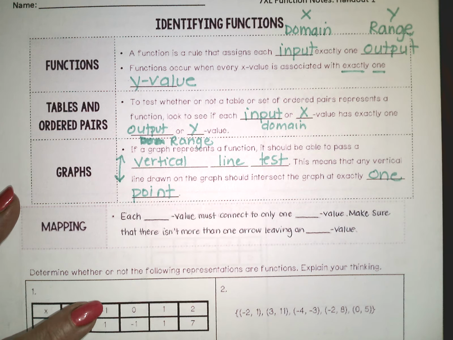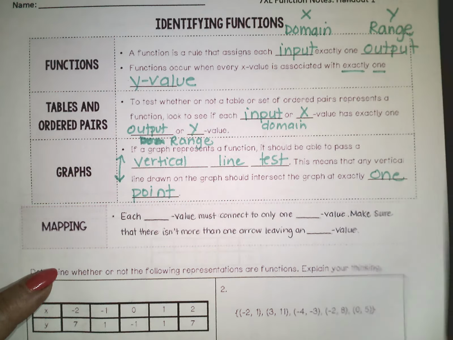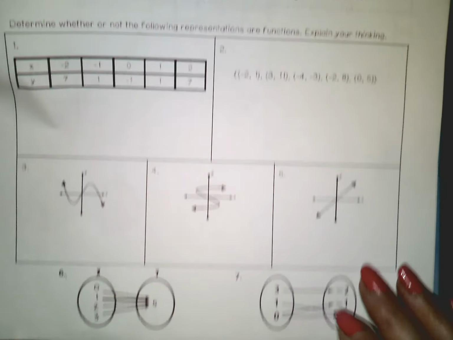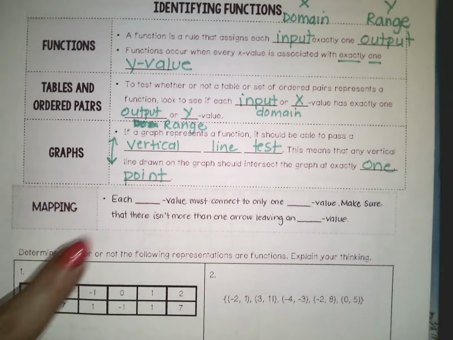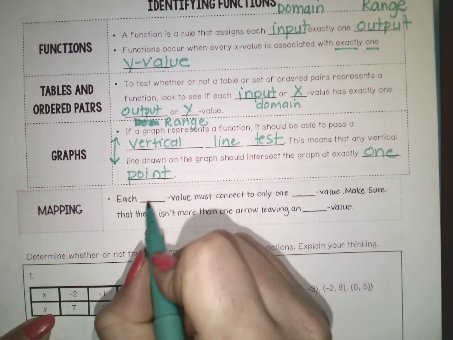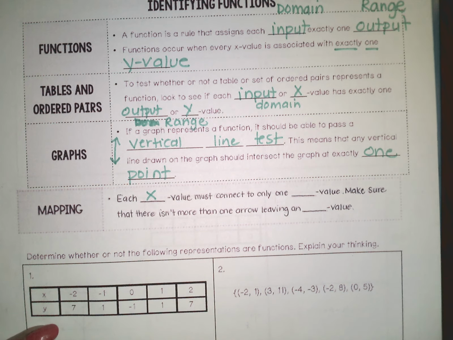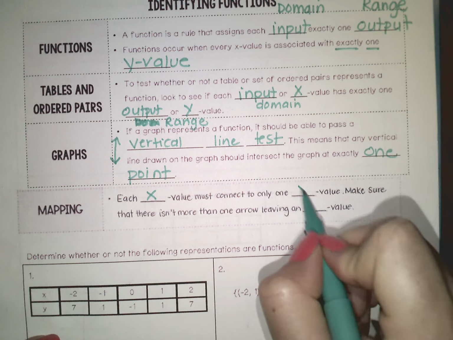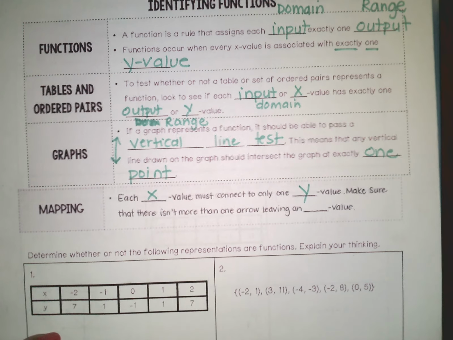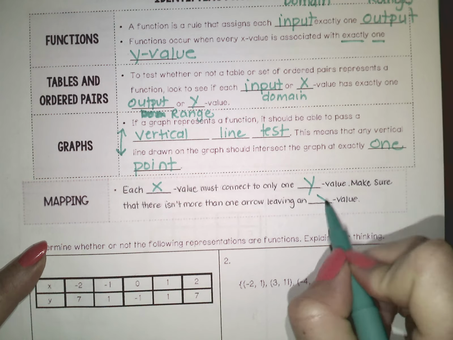All right, last piece is mapping, okay? I'll show you real quick what mapping looks like down here. This is mapping. So on a map here, each X value, okay, input, output, each X value must connect to only one Y value, input, output. Okay, that's what I mean by that. Make sure there isn't more than one arrow leaving an X value.